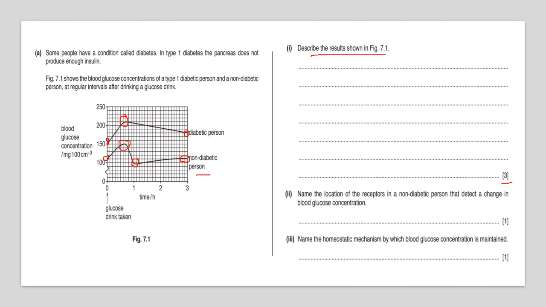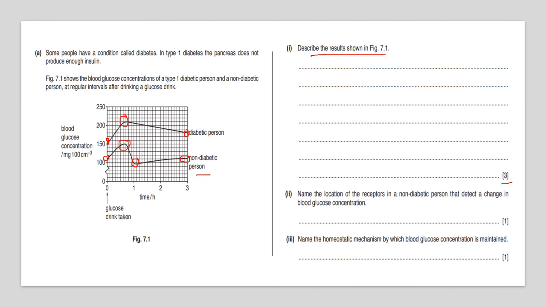Let's look at the second one. It says, name the location of the receptors in a non-diabetic person that detect a change in blood glucose concentration. So the cells that detect a change in blood glucose concentration are the beta cells. That's the islets of Langerhans, basically, or you can say in the pancreas. That would also be fine.